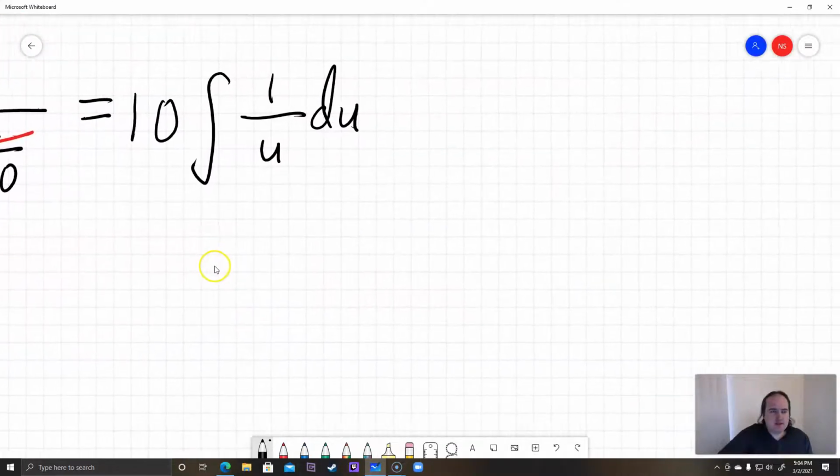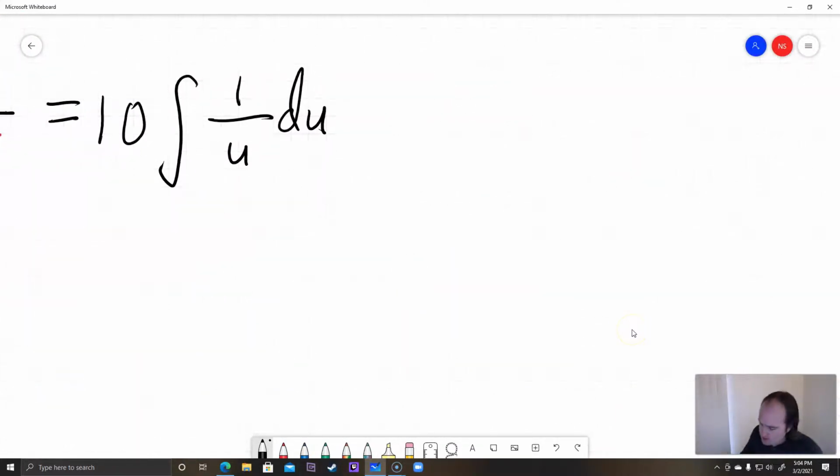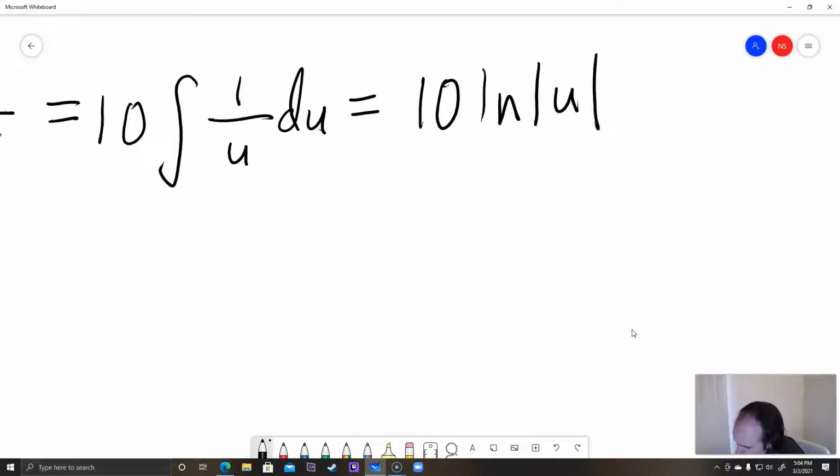So this one is actually just going to be 10 times natural log of absolute value of u plus c. And I just like to write plus c at the end without distributing the 10, because 10 times c is still a constant. So it's still just going to be c.